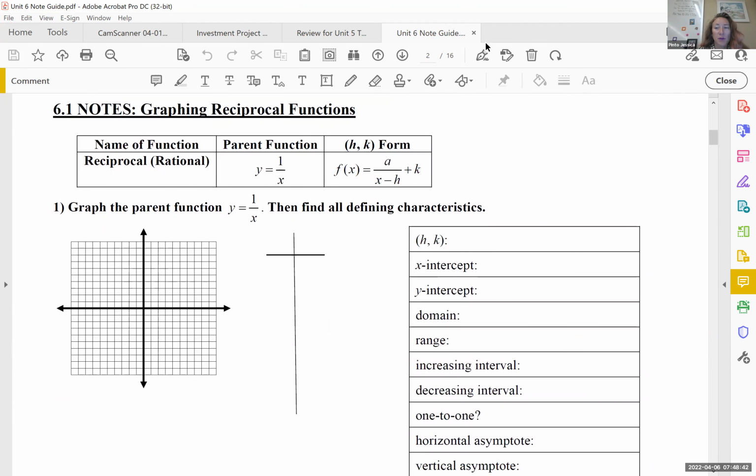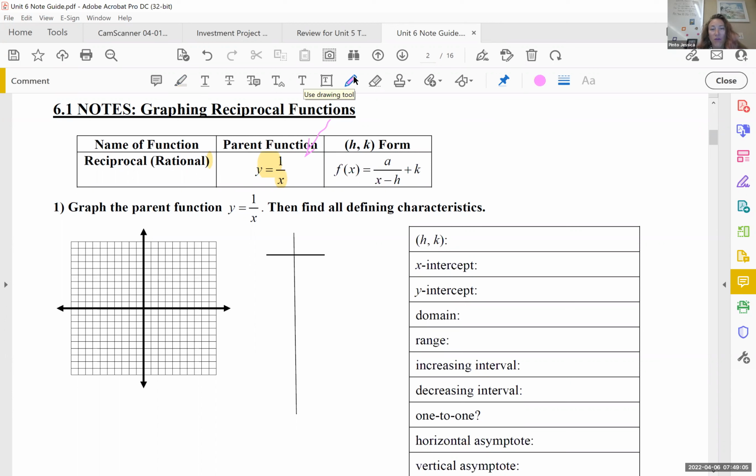So when we look at 6.1, we're seeing that this is called the reciprocal function. And it's called the reciprocal function because we see that it's y equals 1 over x here in this parent function space. And that is just to say that the function is itself a reciprocal. So that just means it's a fraction.